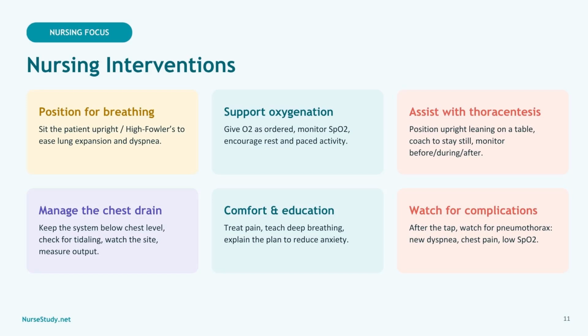Nursing interventions. Now, what do we actually do? First and most important, position for breathing. Sit your patient upright in high Fowler's to help the lung expand and ease that shortness of breath. Support their oxygenation. Give oxygen as ordered, watch the oxygen saturation, and encourage rest with paced activity. If they're going for a thoracentesis, you'll help position them, usually upright, leaning forward on a bedside table.